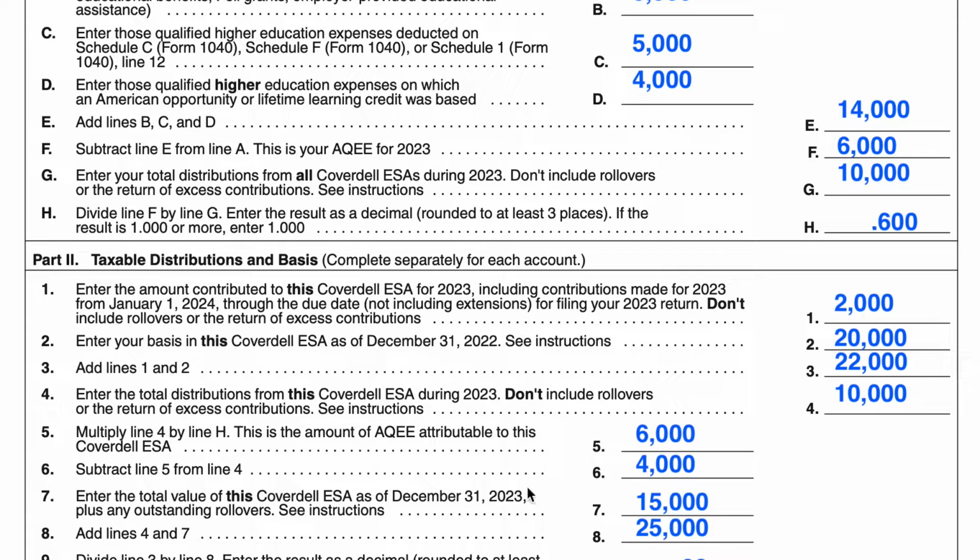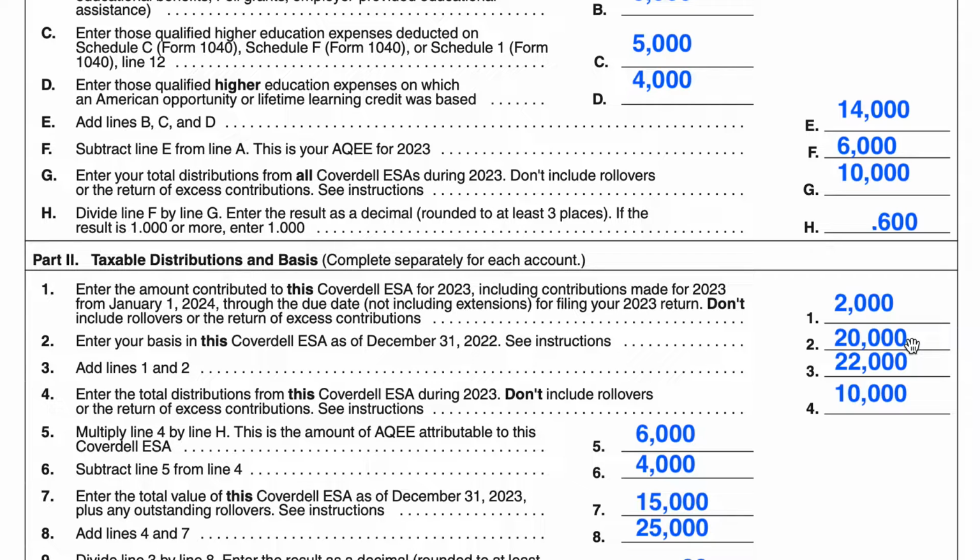Now we're going to go to line 2, and let's just say that our basis as of the end of 2022, the prior tax year, was $20,000. That's the basis in this single ESA. The basis consists of all contributions before the tax year, minus the tax-free portion of any distributions before this tax year.